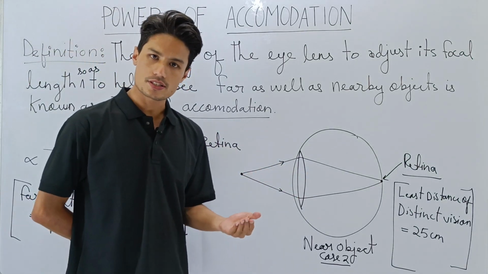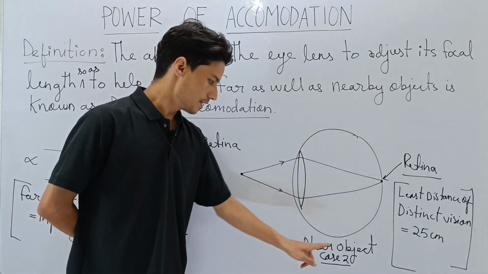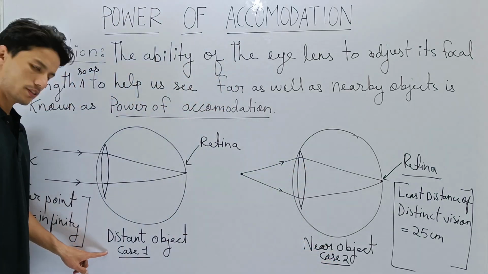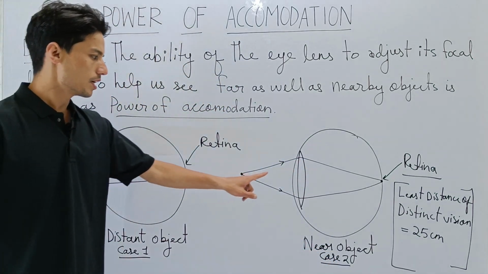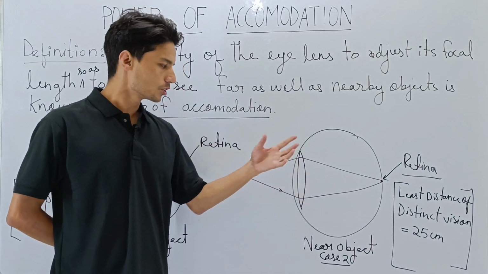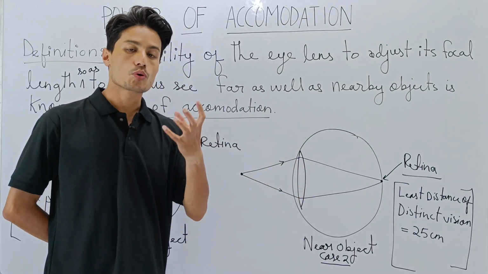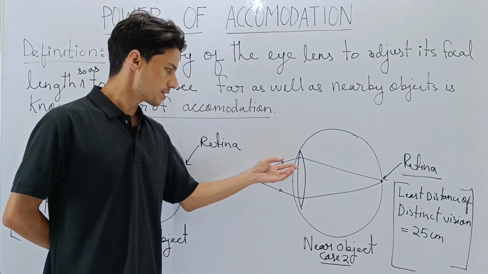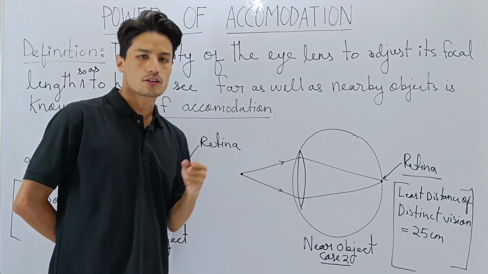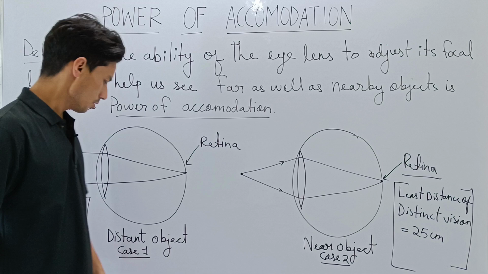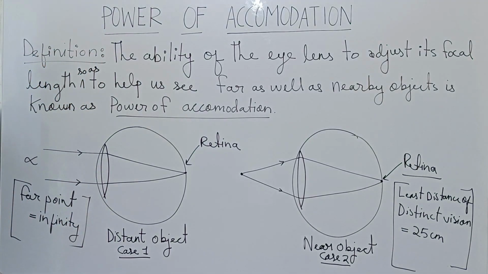So the question here is, in which case, case 2 or case 1, does the eye lens undergo a lot of stress? In which case is the eye lens under more stress, or in which case is the eye lens working a lot? Is it case 2 or case 1? What will be your answer? Look carefully and think on the answer.